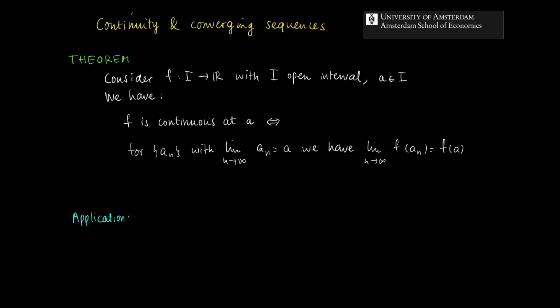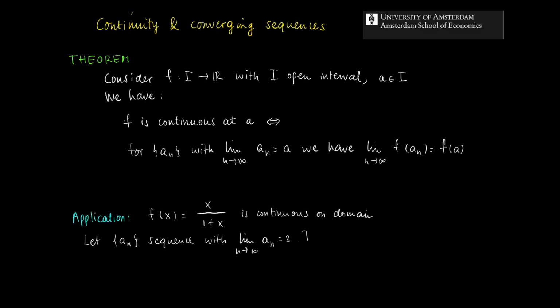Well, an application of this theorem is the following. Suppose now we take the following continuous function. This function has as domain R except minus 1, right? So this is continuous on its domain, and the domain is given by R except minus 1. And suppose now we take a sequence a_n, which has limit as n goes to infinity of a_n equal to 3, right? So we know that 3 belongs to the domain of this continuous function, and if we kick out all the elements of a_n for which we have the value minus 1, then we obtain a sequence with limit equal to 3, and the sequence is completely contained in I.